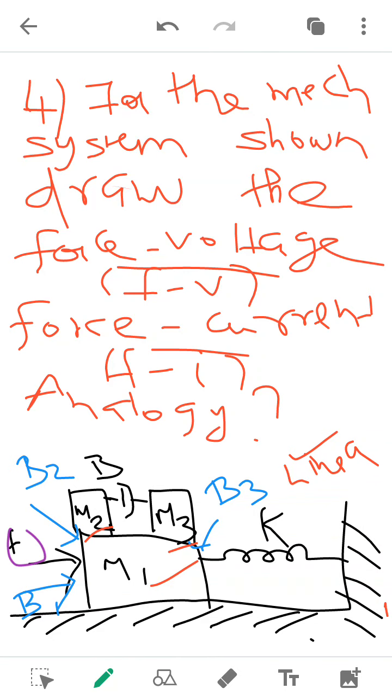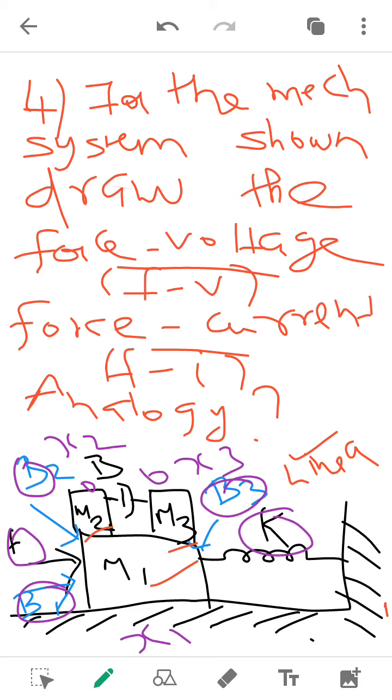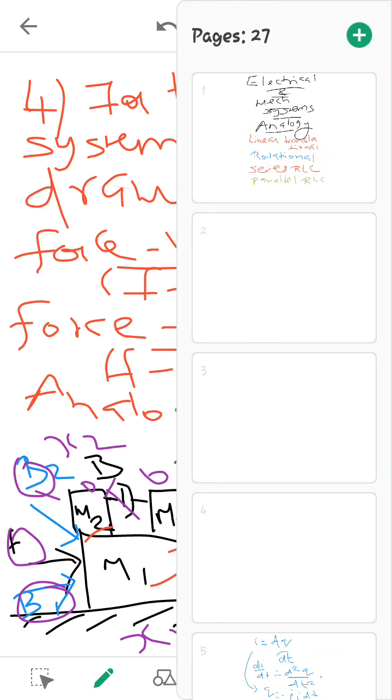Now, see the diagram. M1 is associated with the applied force, while no force elements are there for M2 and M3. Displacements are not given, so I am assuming x1 here, x2 here, and x3 here. M1 is associated with V1, V2, V3, K, M2 is associated with V2 and V, and M3 is associated with V3 and V. Remember these things for writing the equations.